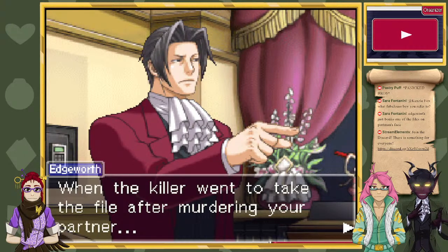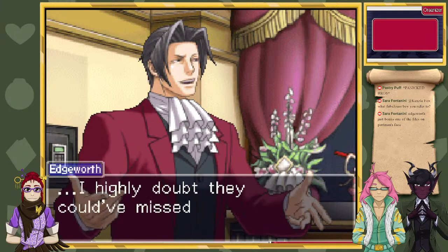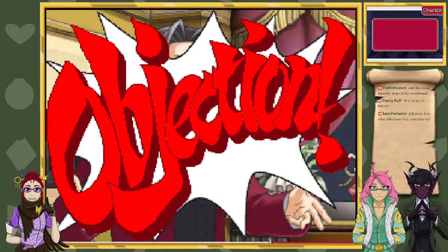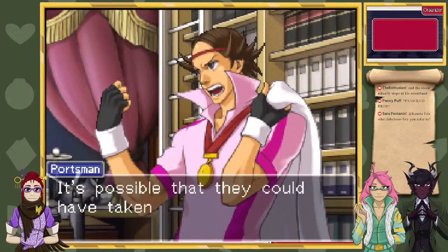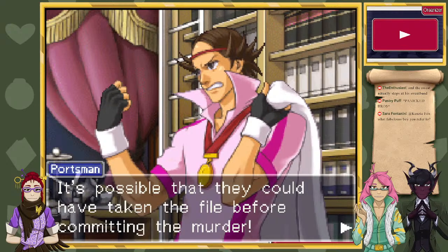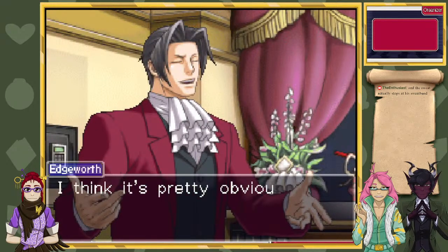When the killer went to take the file after murdering your partner, I highly doubt they could have missed the bloody letters written on the spine. It would be impressive if they did. It'd be tough, yeah. It's possible that they could have taken the file before committing the murder, bro. Ever thought of that, huh, bro? Yeah, bro.